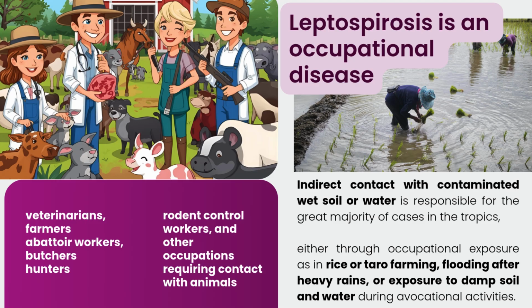So, leptospirosis is an occupational disease for veterinarians, farmers, abattoir workers, butchers, hunters, rodent control workers, and other occupations requiring contact with animals. Indirect contact with contaminated wet soil or water is responsible for the great majority of cases in the tropics, either through occupational exposure, as in rice or taro farming, flooding after heavy rains, or exposure to damp soil and water during recreational activities. Also, contamination due to recreational exposures is increasing, often in association with adventure tourism in tropical endemic areas.